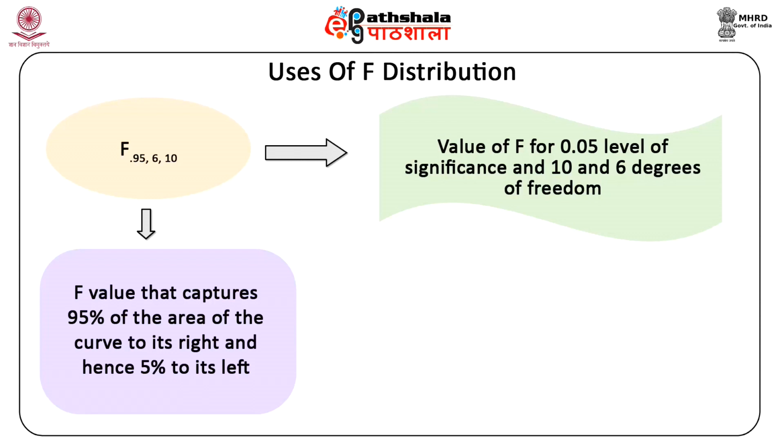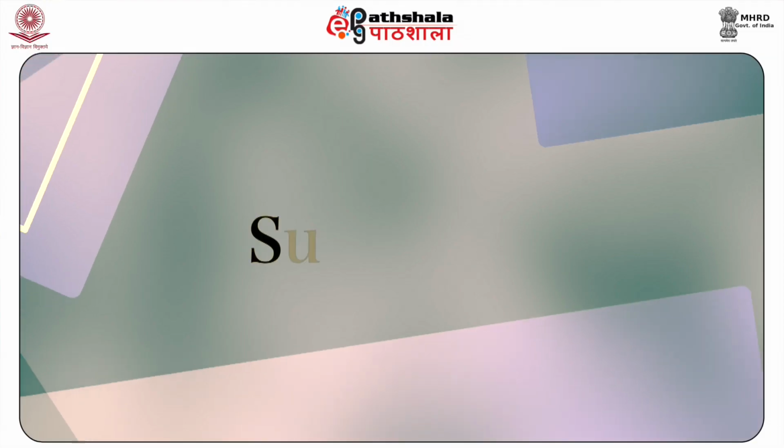This gives the value of 4.06. Hence, F of 0.95, 6, 10 is equal to 1 upon 4.06, which is equal to 0.246. Using the above results, we can determine the probability of obtaining greater than or equal to, or less than or equal to, the given sample variance ratio. Using statistical tables, we can determine the range within which this probability lies because of limited alpha values.